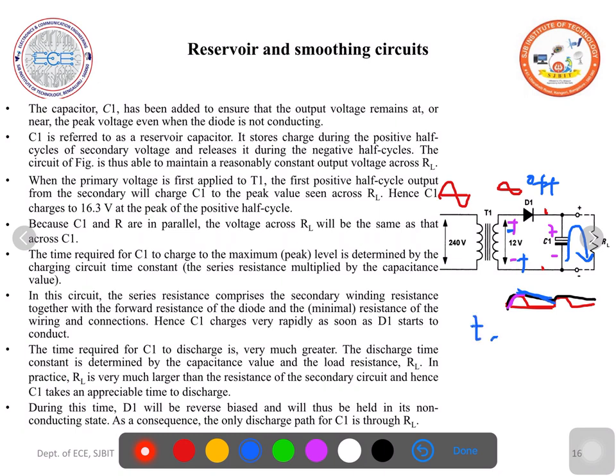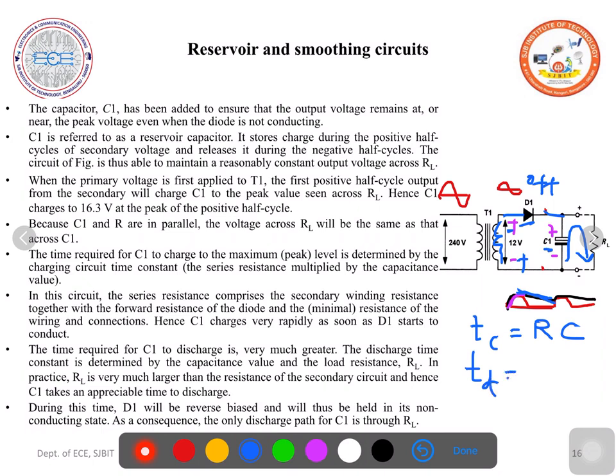The charging time constant TC is equal to RC. The charging time constant, this R resistance is nothing but the secondary winding resistance, forward resistance of the diode, and a very small connecting wire resistance. And this capacitor value is of C1. So you will get a charging time constant very small, so within no time capacitor gets charged.